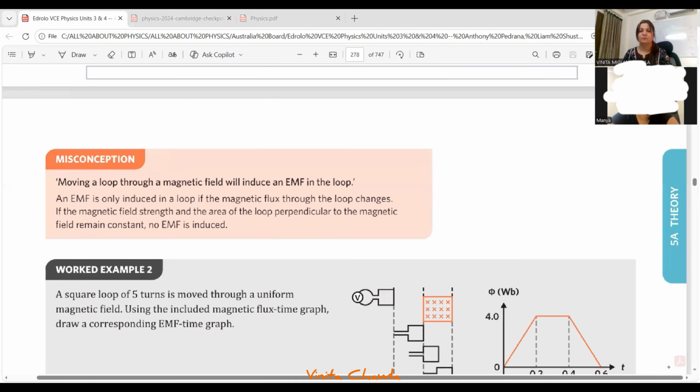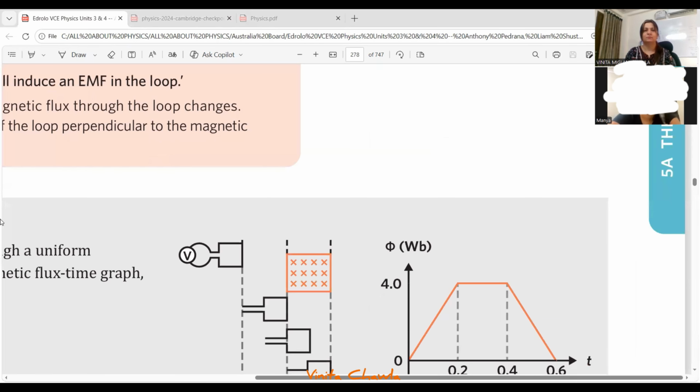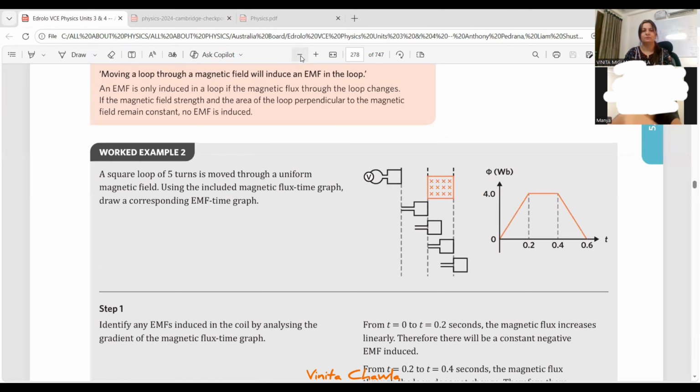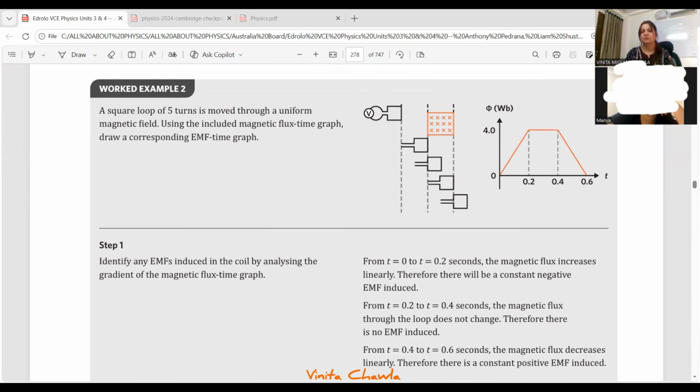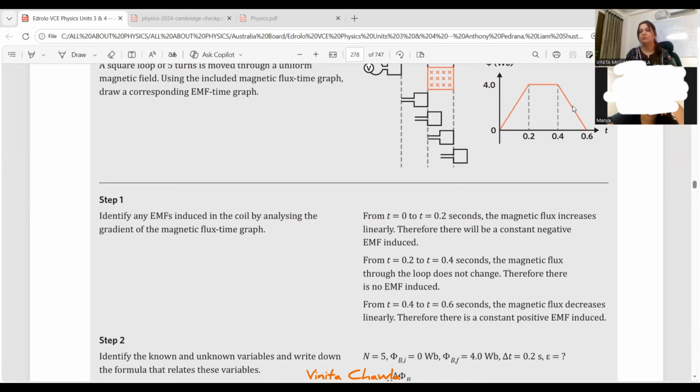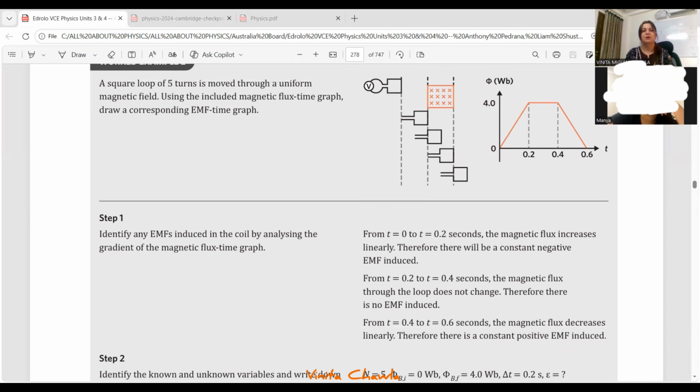Next, we have this question now. So we have a square loop. It has 5 turns and it is moved through a uniform magnetic field. Using the included magnetic flux graph, draw a corresponding EMF graph. So from this, we are going to draw the EMF graph. Certain things are given to us, like you can see the time interval, you can see the flux, and the number of turns in the square loop.